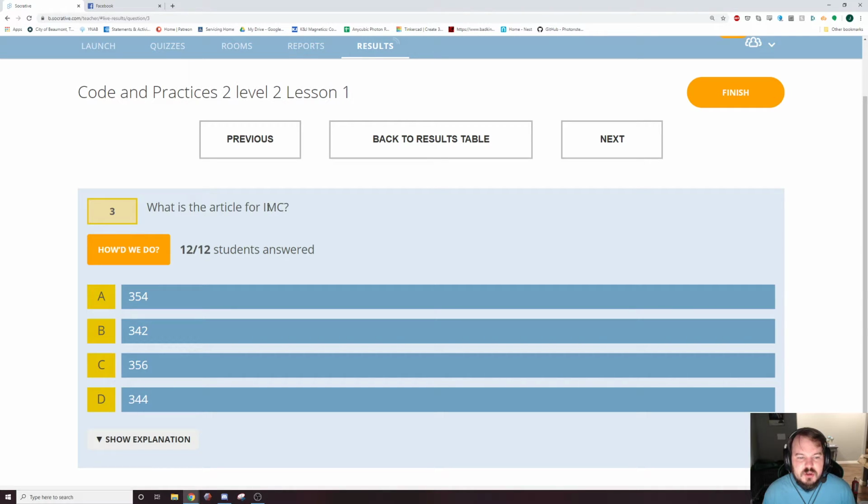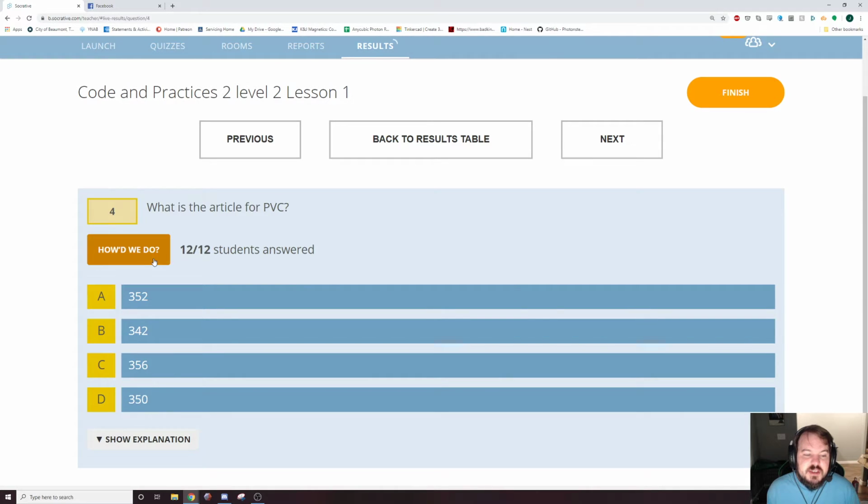What is the article for IMC? 342. Another simple one. Table of contents level stuff. Flip through the table of contents, look for intermediate metal conduit. And that's going to give you your 342.